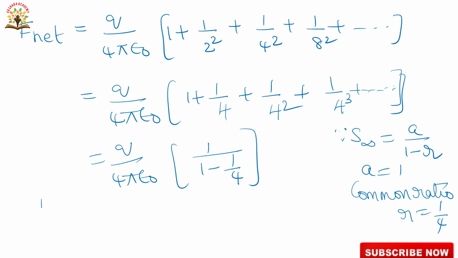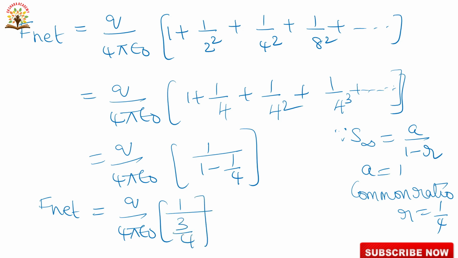So after taking LCM, the net force is equal to Q by 4 pi epsilon naught into, here we are taking LCM, 1 minus 1 by 4 is 3 by 4. So this can be written as F net is equal to 4 into Q by 4 pi epsilon naught into 3.